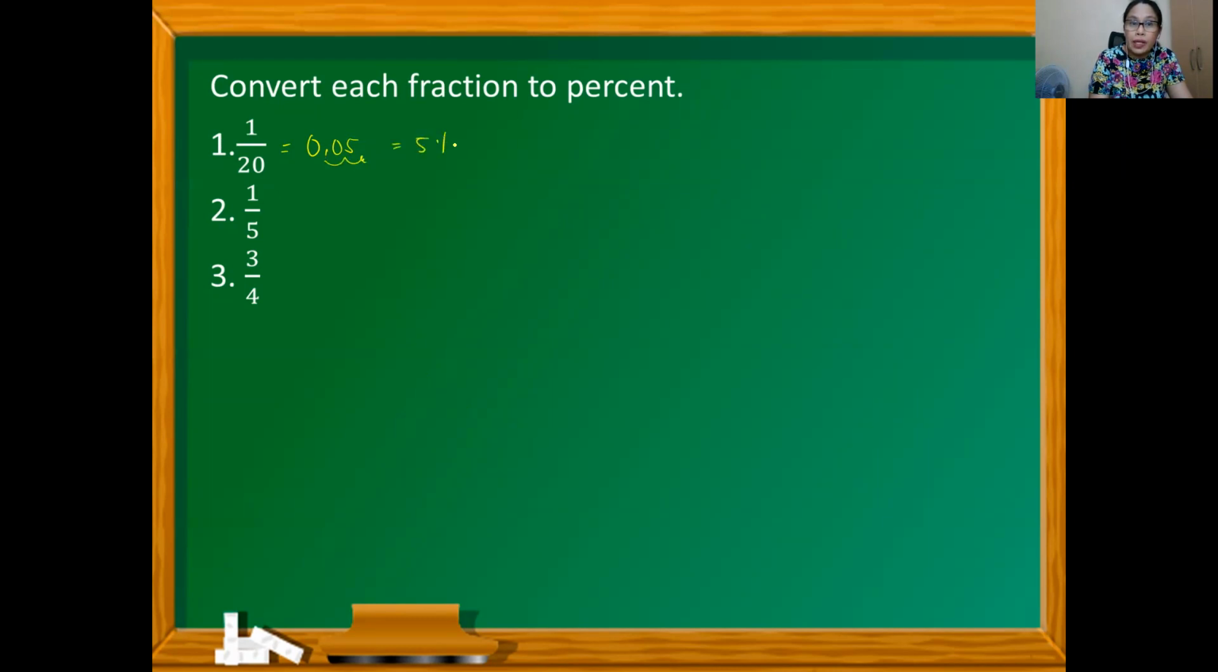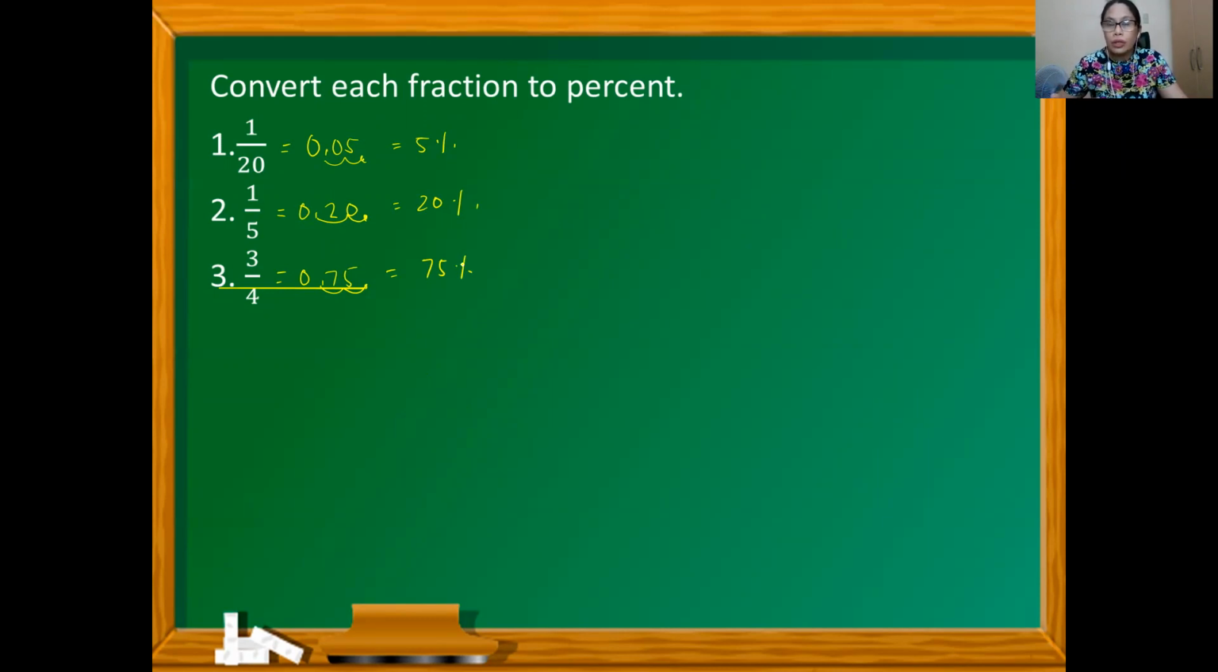So this is 5%. Likewise here, 1 divided by 5 is 0.2. So we just have to move 2 decimal places going to the right. So we have 1, 2. So we now have 20%. For 3/4, 3 divided by 4 is 0.75. And then we move 2 decimal places going to the right. 1, 2. Then annex the percent symbol. So we have 75%.